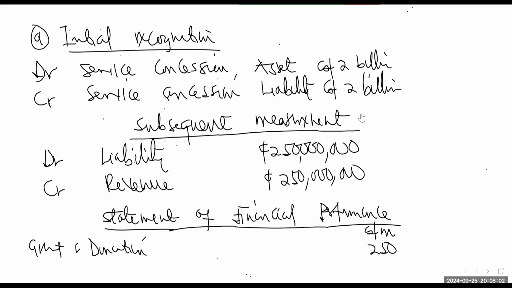Revenue that will be recognized over 10 years. Then we recognize revenue of the portion that those people have received. So we debit the liability, we credit the revenue. If you come to the statement of financial performance, this will be seen as grant or donation, or you can also see service concession revenue. Then we have 250 million as part of the revenue.